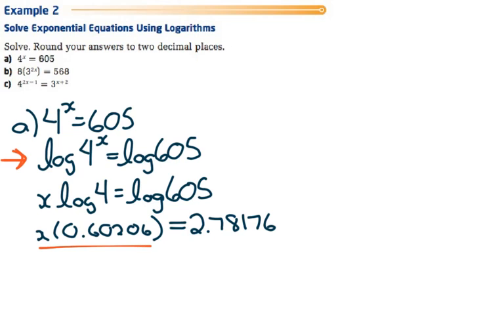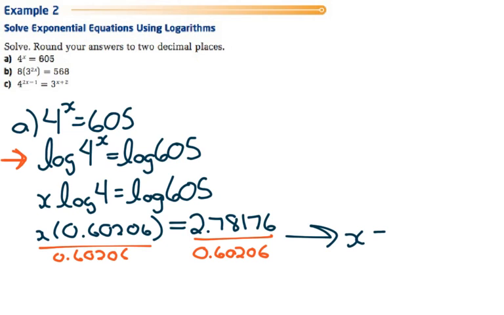And to solve for x, we just need to divide both sides by 0.60206. And rounding to 2 decimal places, we'd get that x equals 4.62.